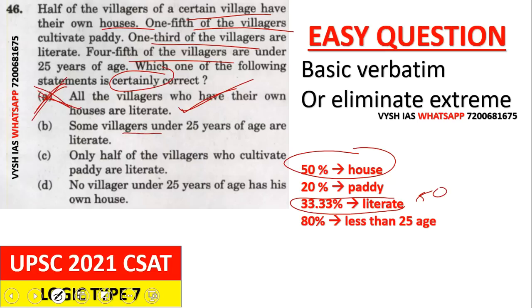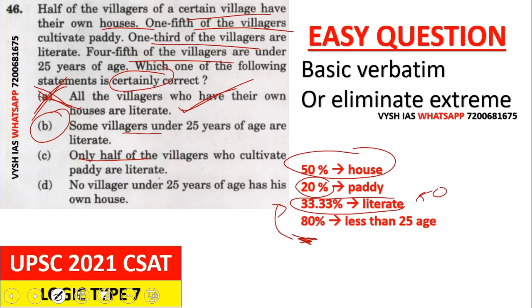Some villagers under 25 years of age are literate. Under 25 years of age, there are 80% people. So they're telling some of them are literate. Possible. Some can be literate. We don't know whether literate or not, but it is possible. So we'll keep it on hold. Next one, only half of the villagers who cultivate paddy are literate. Again, we cannot tell with surety because only 20% cultivate paddy and 33% are literate.